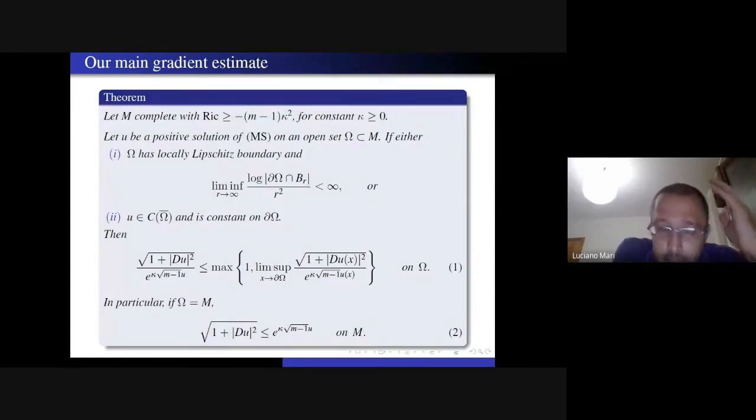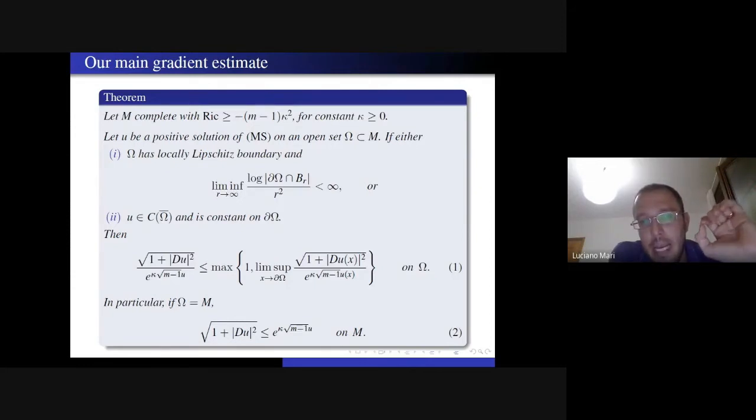Then the thesis is that the square root of 1 plus grad u squared divided by e to the k square root of m minus 1 u is not bigger than the maximum between the sup of the value on the boundary and 1. So differently from the other gradient estimate, this is not a local gradient estimate. This is a gradient estimate stated in the form of a maximum principle at infinity.